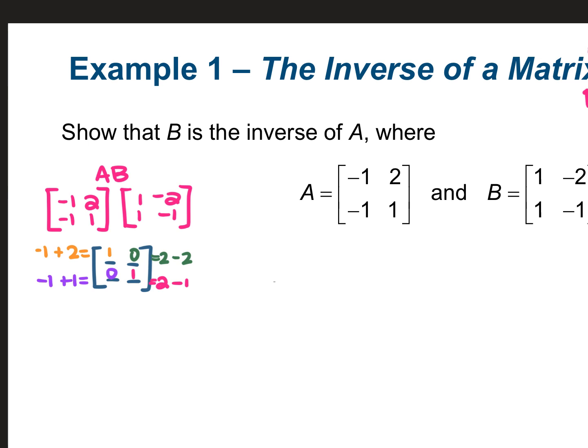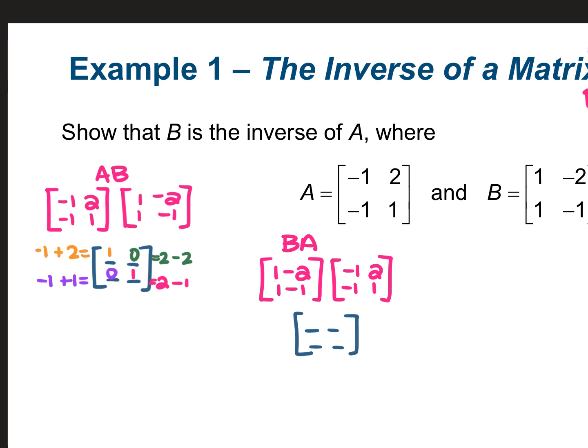But you still have to find for b times a. So that means you're going to do negative 1, 2, positive 1, negative 2, 1 and negative 1, times negative 1, 2, negative 1, 1. So again, your answer for this one is going to be a 2 by 2. Top on the right, first row, first column, 1 times negative 1 is negative 1. Negative 2 times negative 1 is positive 2. That gives you 1.